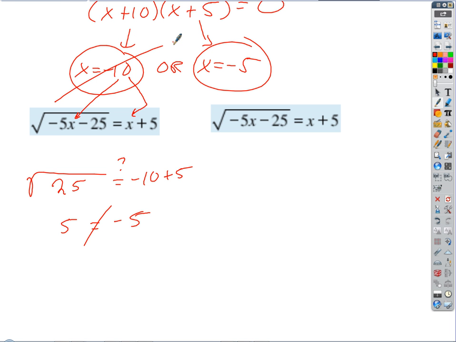Okay, let's try negative 5. If I plug in negative 5, I'm going to get square root of 25 minus 25. What's that? 0. Square root of 0. Is that equal to negative 5 plus 5? Yes, it is. 0 equals 0. So that one checks out, but the other one didn't. So negative 5 would be a solution. The other one was extraneous. Okay, make sense? All right, pull up 10-3, do at least 2 problems from part 1.